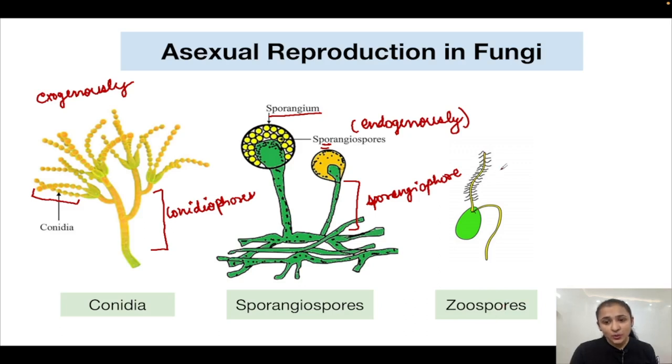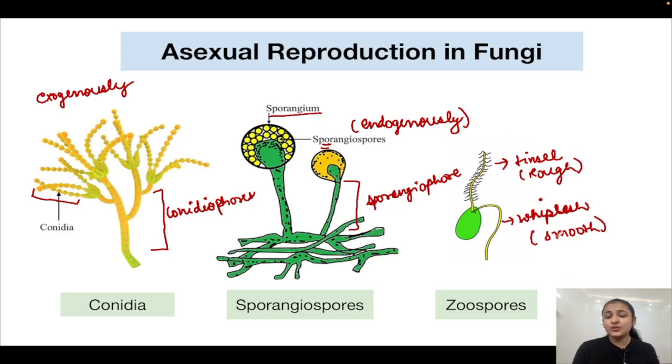Now these are the zoospores, the third type of asexual spores. Zoospores can be uniflagellate, and they can also be multiflagellate. One type of multiflagellate zoospore is the biflagellate kind, which has two kinds of flagella: the tinsel type and the whiplash type. The whiplash flagellum is smooth, and the tinsel flagellum is the hairy, rough type. So this is about zoospores.